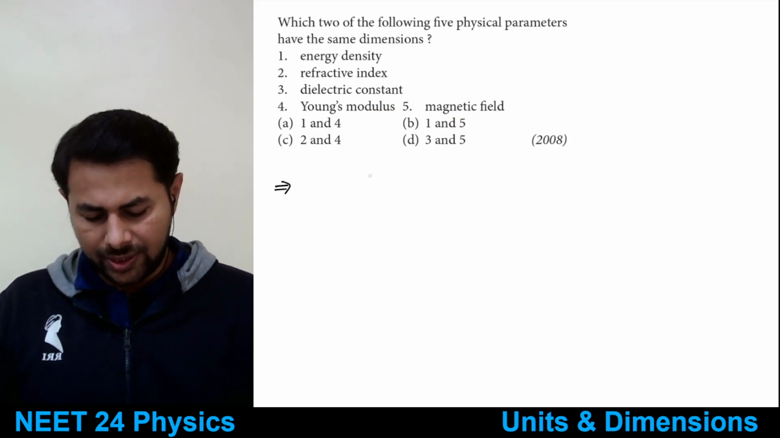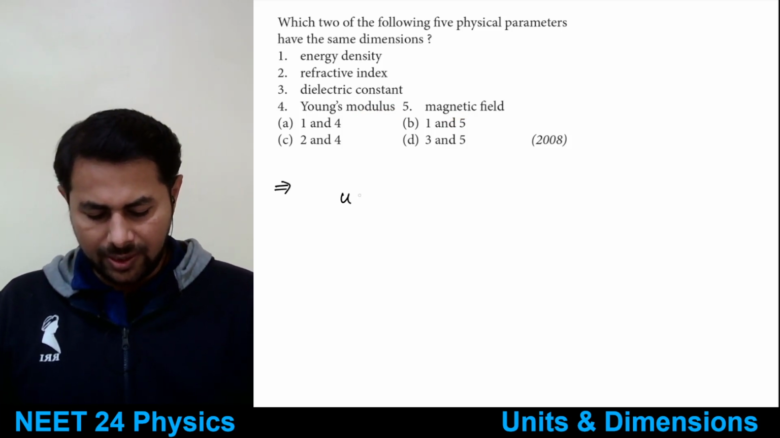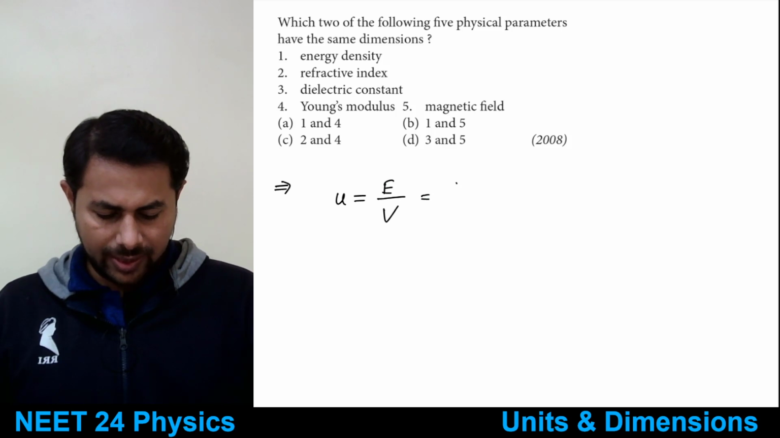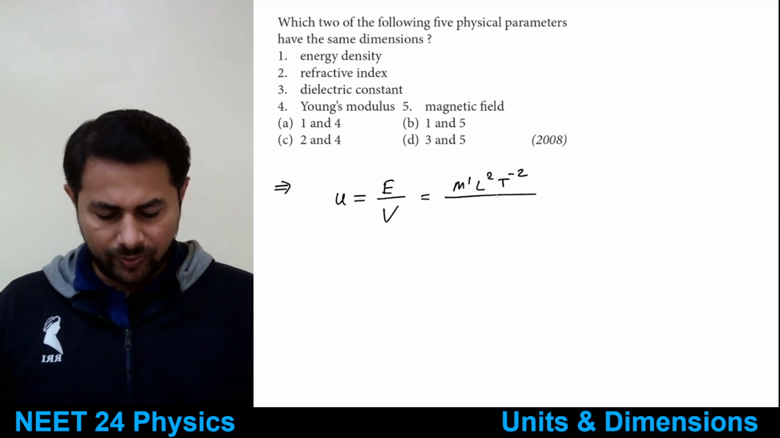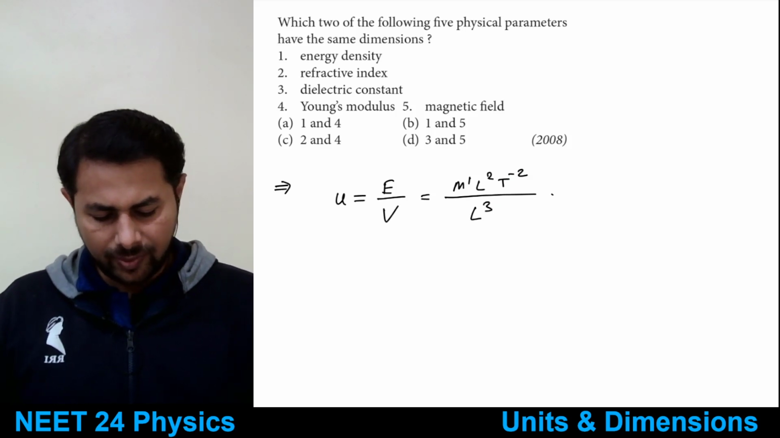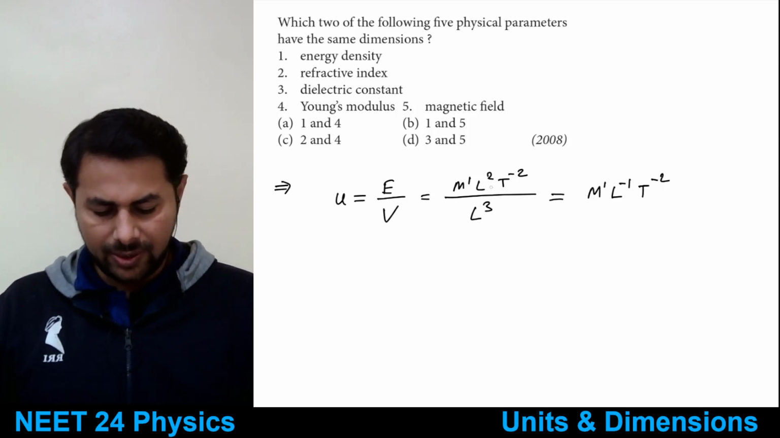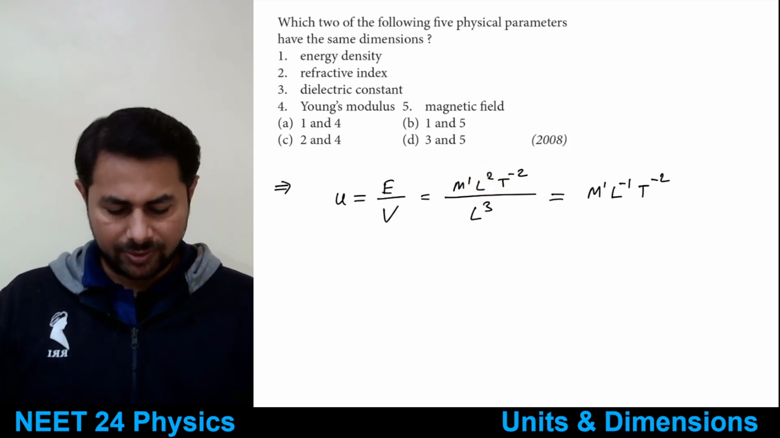Okay, let's see energy density. What is energy density? It is energy per unit volume. V is volume, okay, not velocity. So it is M1 L2 T minus 2 divided by volume. Volume is what? L3. So what will be the dimensions? M1 L minus 1 T minus 2, right? L to the power 2 minus 3 is minus 1.